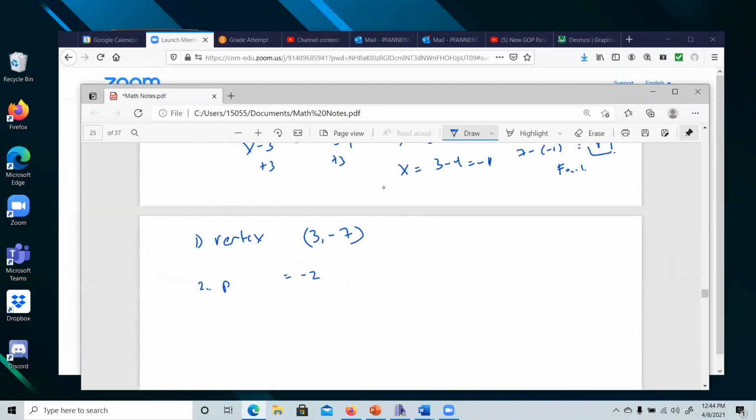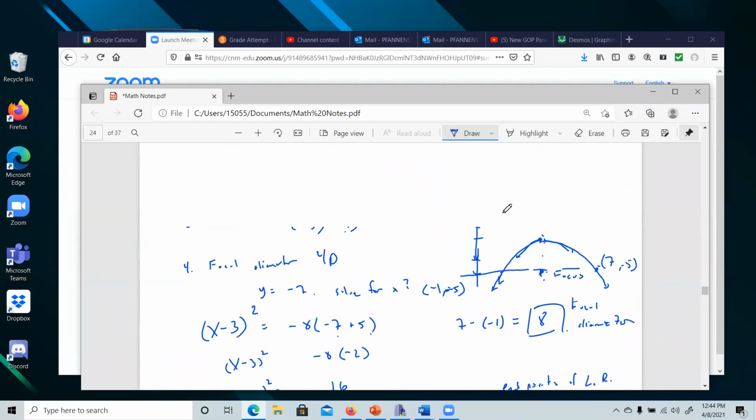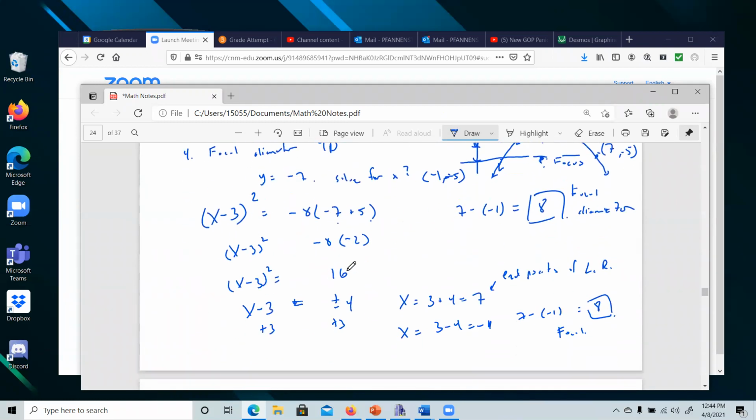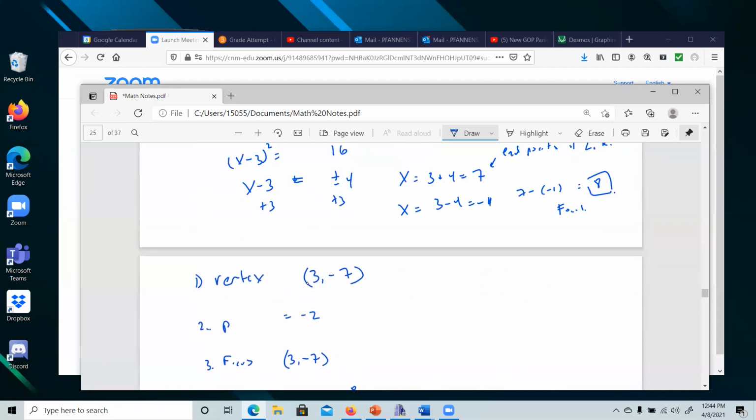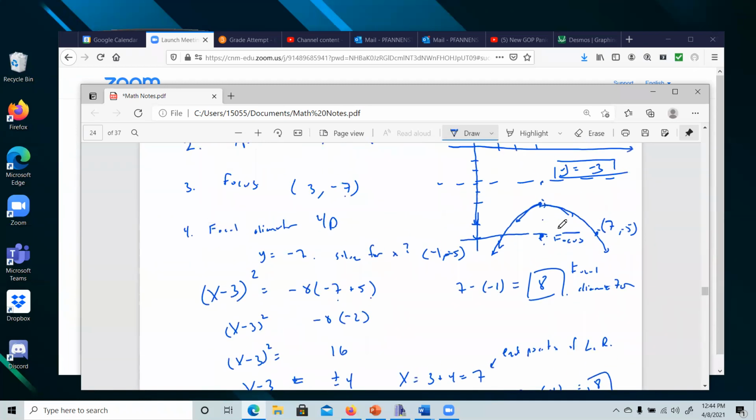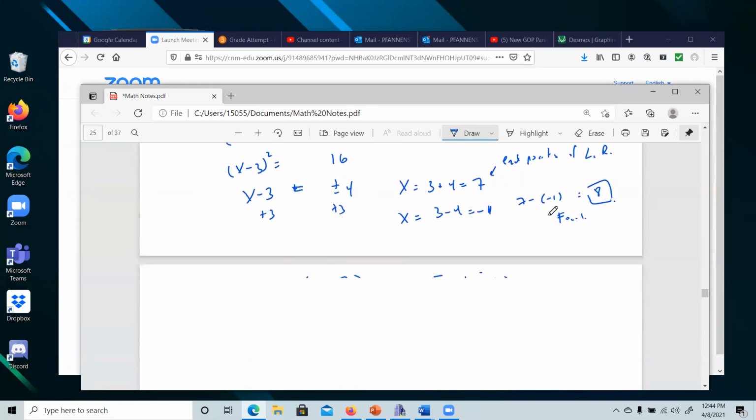Okay, 3, our focus. Our focus was 3, -7. 4 is the focal diameter, and that was 8 units. 5 is the equation of the directrix, and that was y is equal to -3.